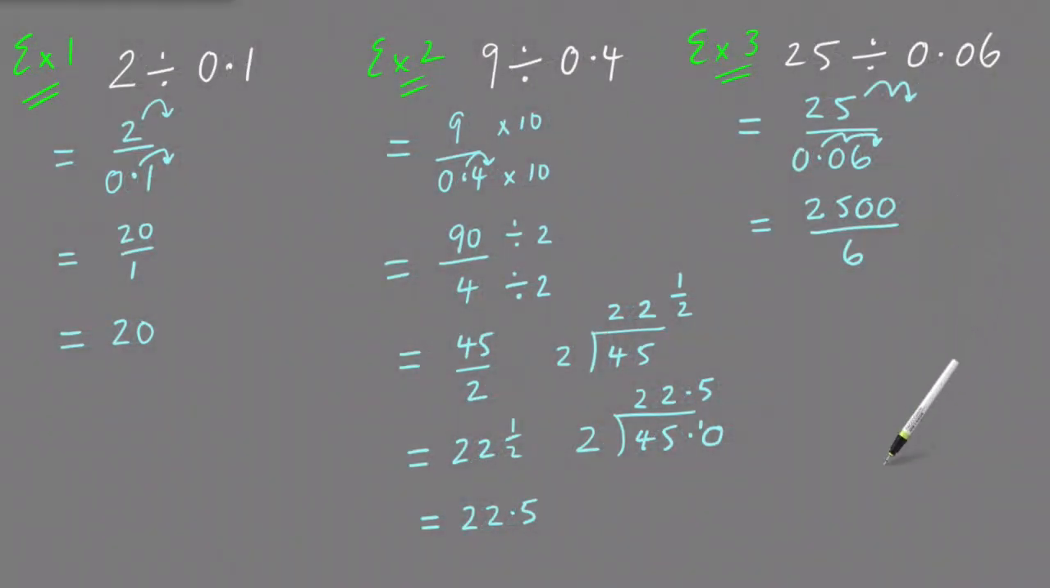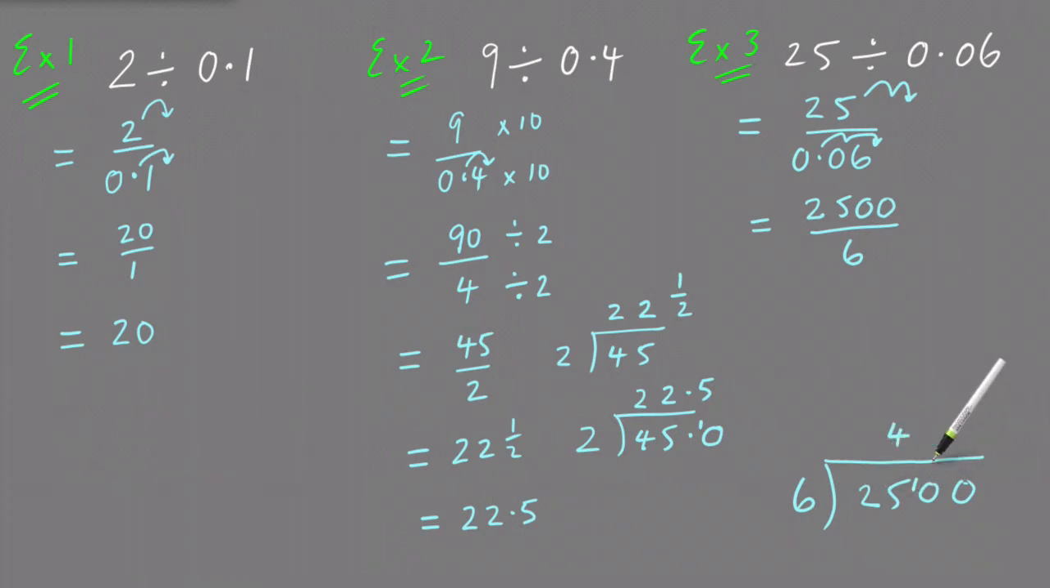Now, setting this up as a short division, the bottom number always goes on the outside of the short division, so 6 into 2500. How many 6's in 2? There's none. How many 6's in 25? There's 4. Make sure your answer goes over this digit and not that one. Otherwise, I'll explain when I get to the decimal point part of this. So how many 6's in 25? There's 4. There's 1 left over.